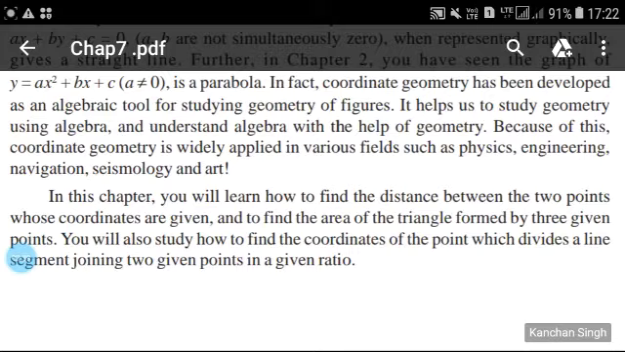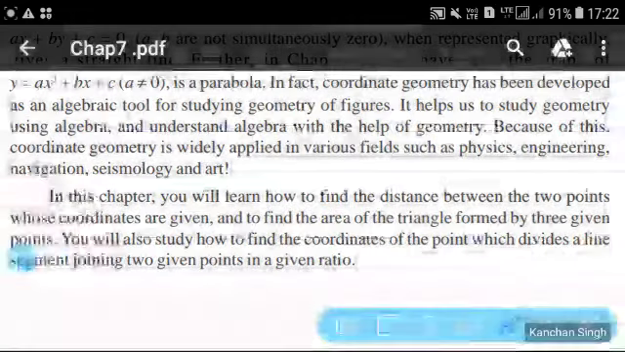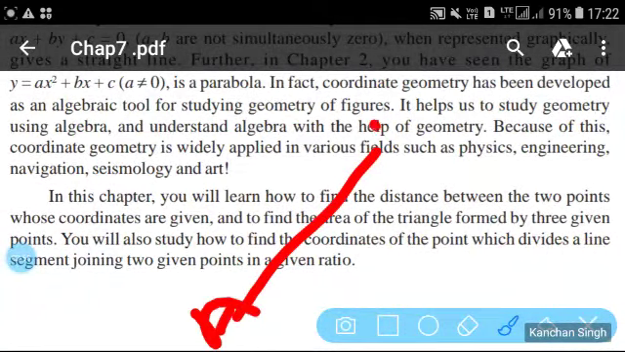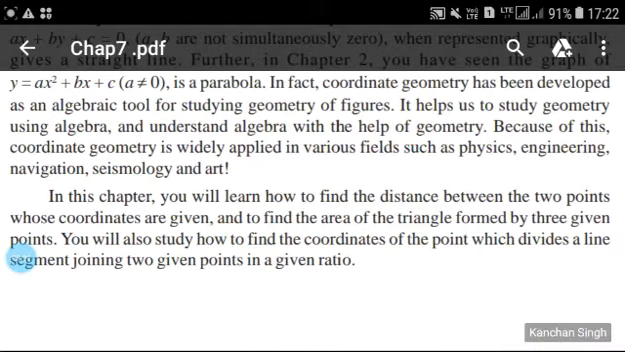We will also study how to find the coordinates of the point which divides a line segment joining two given points in a given ratio. Suppose it is a line segment AB, and we will see how it is divided, say in the ratio 2 is to 3, and how we will find this point. Is that okay?